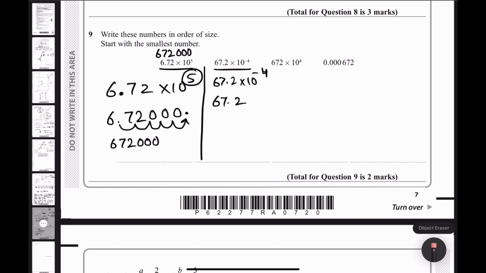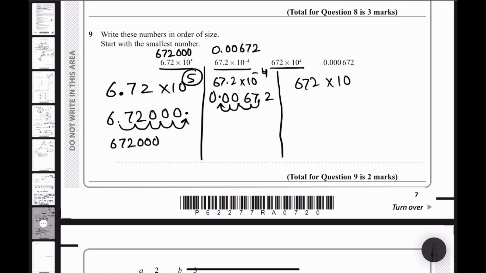Let me just empty some space over here. So that's our decimal. Let's move it 4 places to the left. 1, 2, 3, 4 over here. Let's fill the empty space with zeros, 0, 0. But we also have to put another 0 over here. So it will turn into 0.00672.